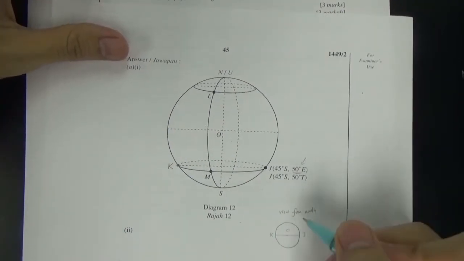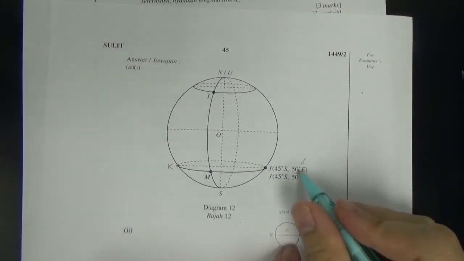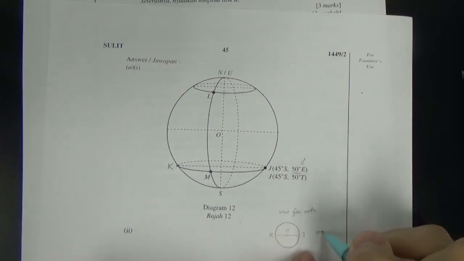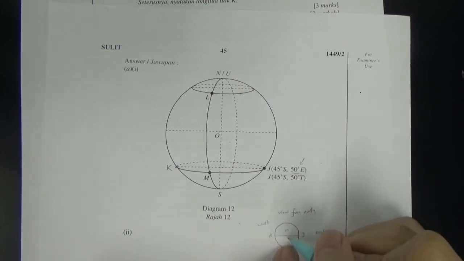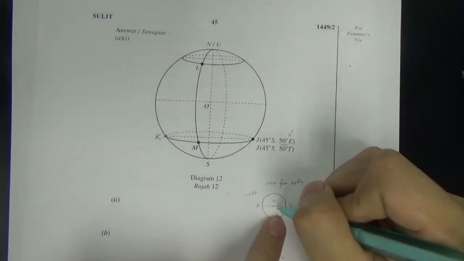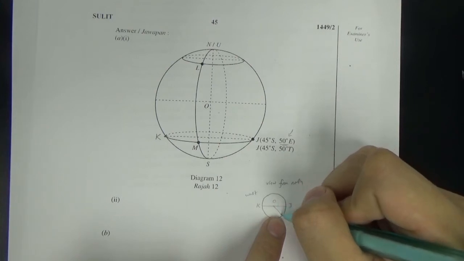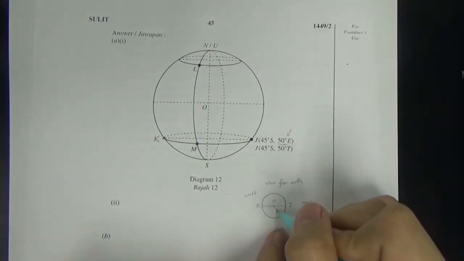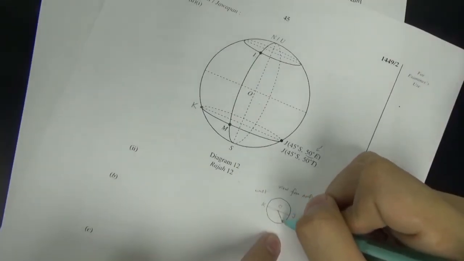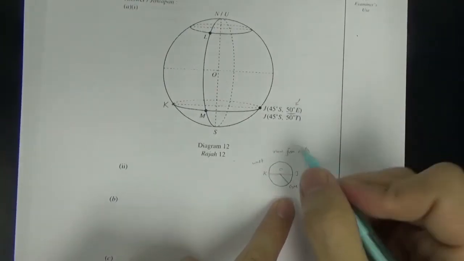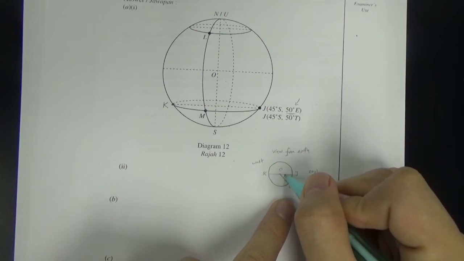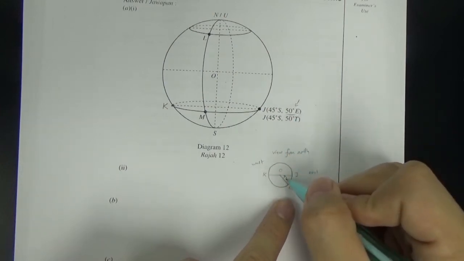Greenwich meridian? Because J is at 50 degrees east, this is east, this is west, general direction. So 50 degrees may be something like this. This line here is the Greenwich meridian. So from here, 0 degrees, goes east 50 degrees, so this is 50 degrees.